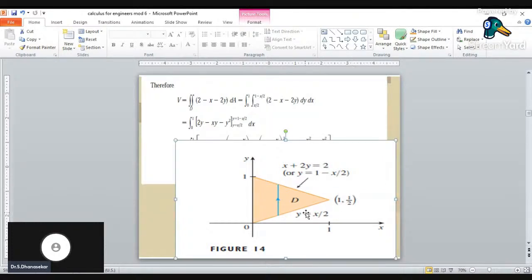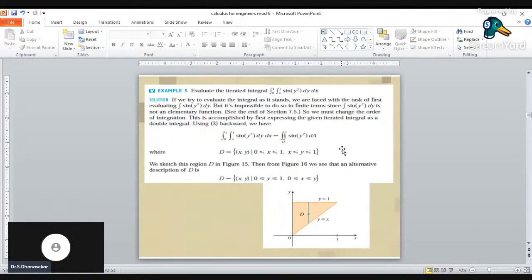The figure will be like this. This is the x plus 2y equal to 2 line. This is the y equal to x by 2 line. So in this region only you are going to evaluate the volume. Now, if I go for dy dx, I have to draw a vertical line. It starts at this curve and ends at this line. So y equal to x by 2, and y equal to 1 minus x by 2. At that time, my x varies from 0 to 1. So this is how you can find the limits of the given problem.